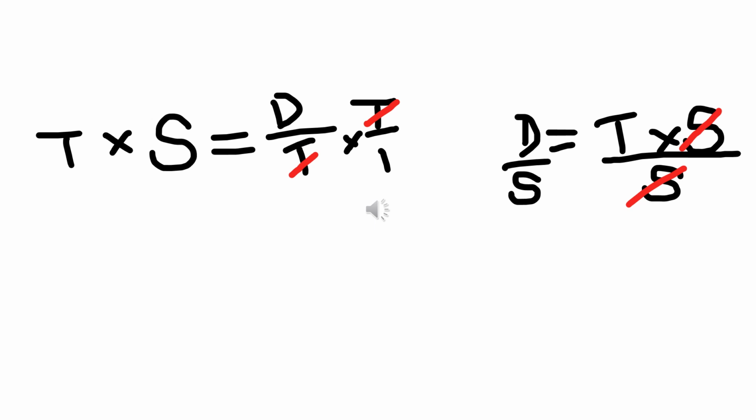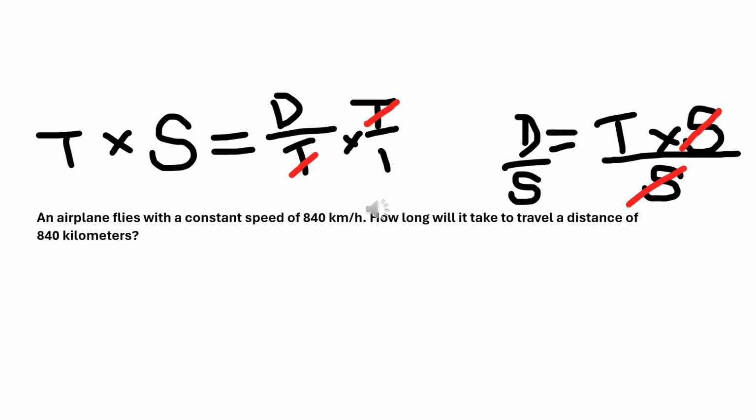So let's see if that works in a problem. And here is a problem. An airplane flies with a constant speed of 840 kilometers per hour. How long, what time, will it take to travel a distance of 840 kilometers?